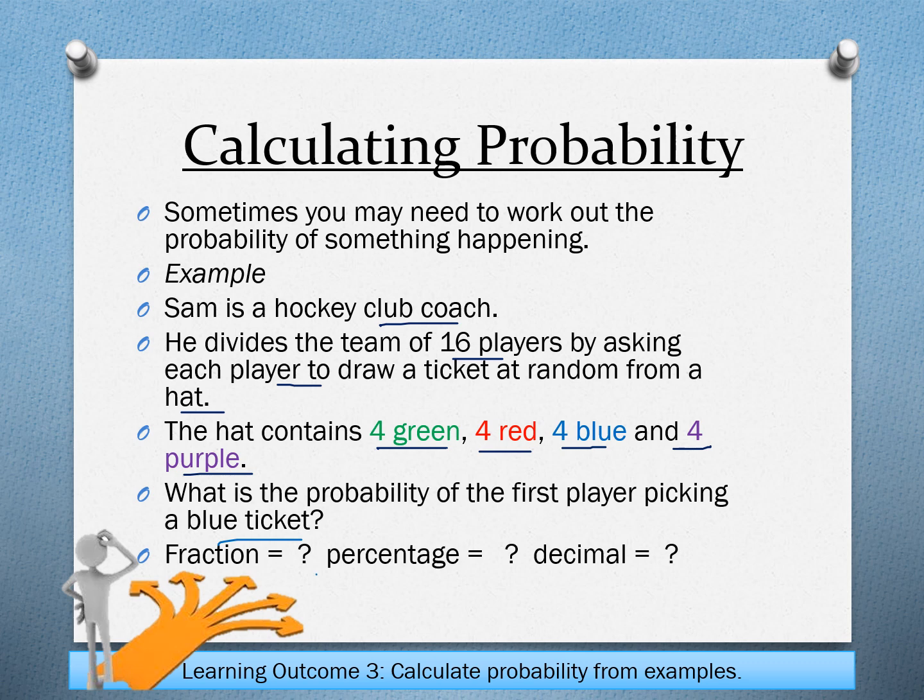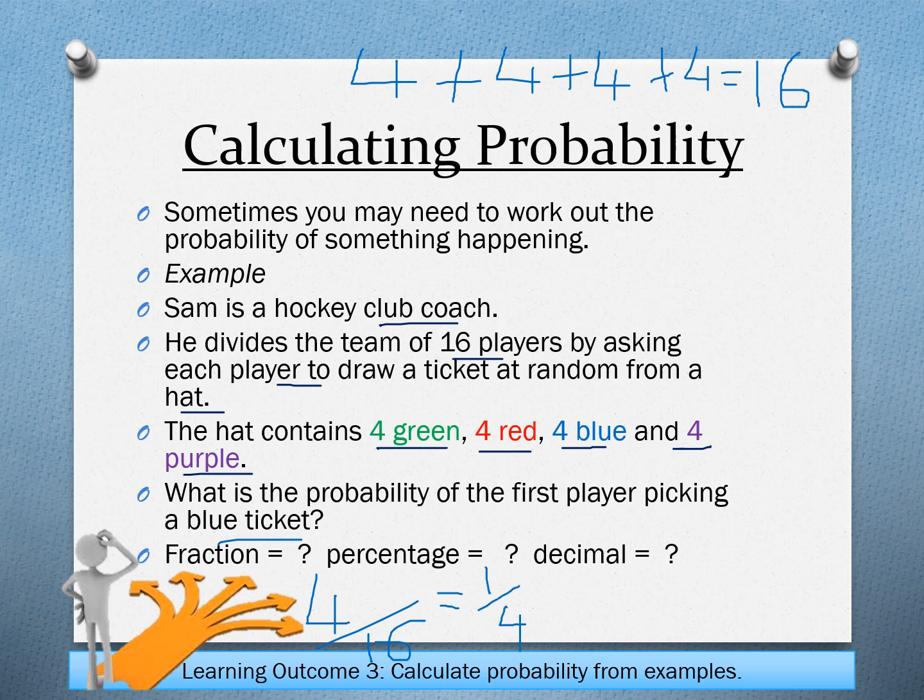Well, that'll be 4 out of 4 plus 4 plus 4 plus 4. If you're not sure, we'll just do it up here: 4 plus 4 plus 4 plus 4 is equal to 16. So there are 16 possible outcomes in total. The probability is 4/16, which simplifies to 1/4. Divide top and bottom by 4. So the fraction is 1/4.